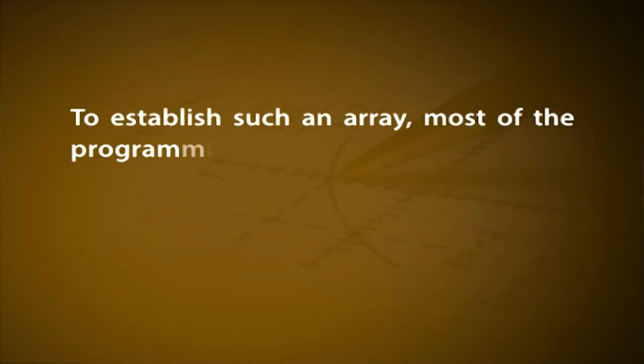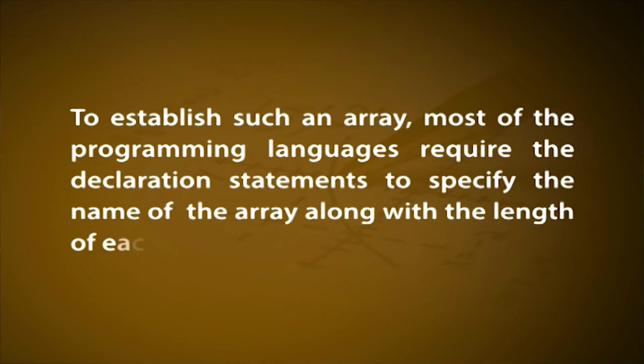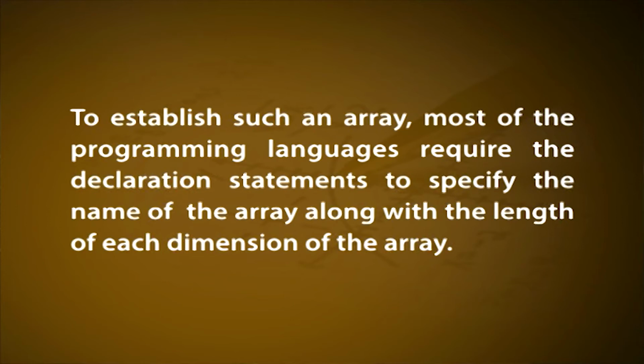dimensions. To establish such an array, most of the programming languages require the declaration statements to specify the name of the array along with the length of each dimension of the array. Int marks[5][10] means that the variable marks will be used in the program to refer to a two-dimensional array of integers having 5 rows and 10 columns.